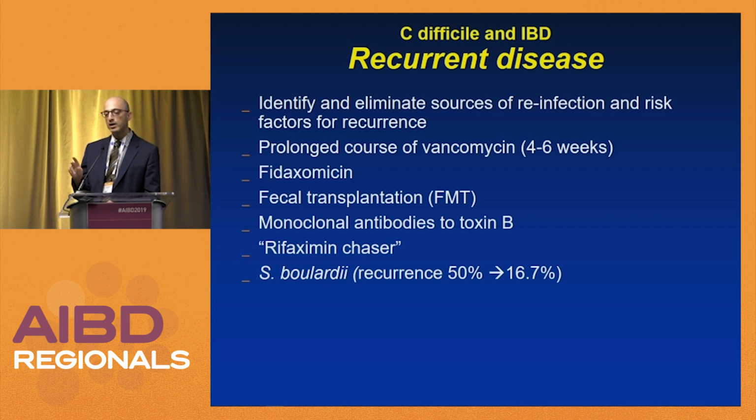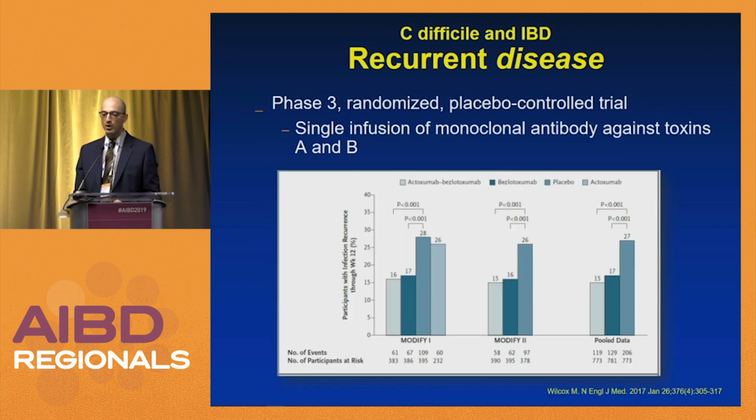There's limited data looking at a rifaximin chaser, so using your antibiotics and then giving them a course of rifaximin afterwards. And then there's decent data showing that antibiotics, in particular with Saccharomyces boulardii after they're treated with antibiotics, helps prevent recurrence of C. diff. Again, these are not particularly looked at in an IBD population, but in the general population with C. diff infections. So this data here is looking at bezlotoxumab.